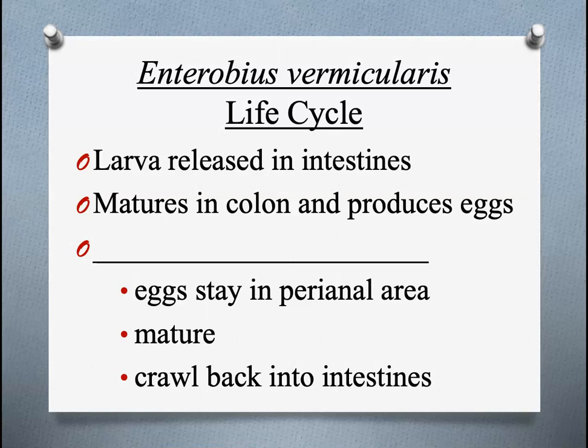In this blank goes the term retroinfection. So retro, you think backwards. This is when eggs stay in the perianal region. They mature there for 4 to 6 hours, and the larvae actually hatch in the perianal region, and they crawl back into the intestines. So this is like the same patient getting infected again by the eggs hatching on their own skin and the larva crawling back inside. So hence the term retroinfection.